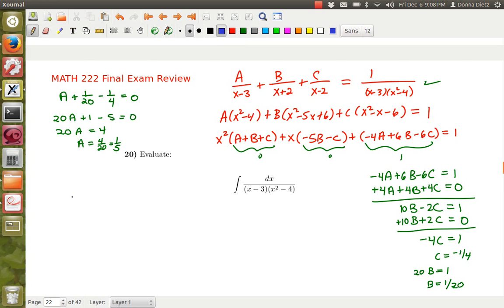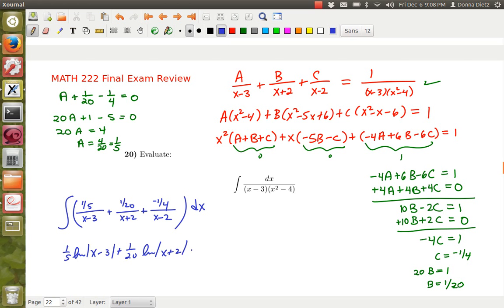Now we're home free. Now we just integrate 1/5 over x minus 3 plus, what was B? 1/20, and C minus 1/4. Yay, now it's easy. 1/5 natural log, absolute value of x minus 3, 1/20. You should get the picture by now. But don't forget the plus C.